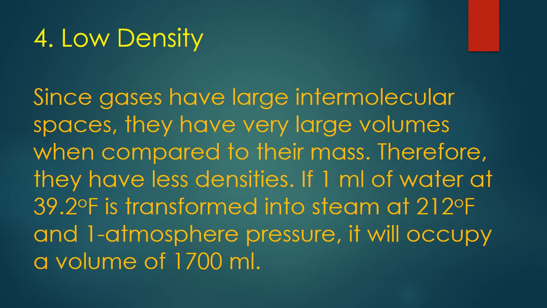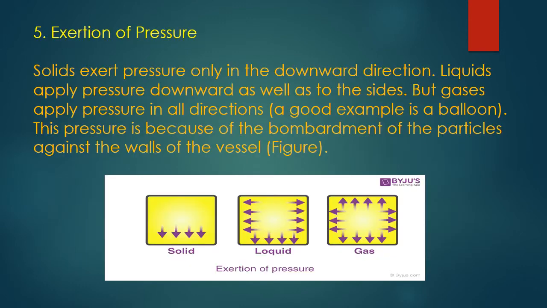Number 4, low density. Since gases have large intermolecular spaces, they have very large volumes when compared to their mass. Therefore, they have low densities. If 1 ml of water at 39.2 Fahrenheit is transformed into steam at 212 Fahrenheit and 1 atmosphere pressure, it will occupy a volume of 1,700 ml.